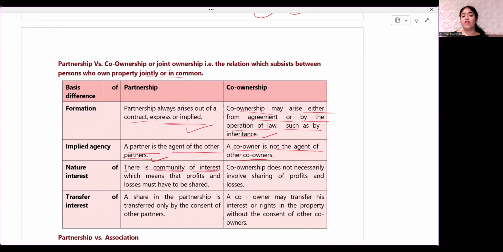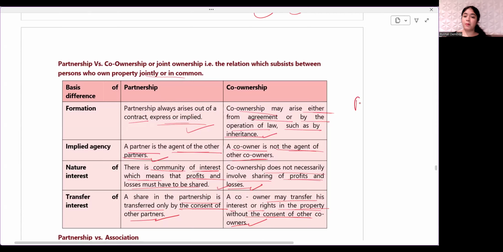There is community of interest, which means that the profits and losses must be shared. Co-ownership does not necessarily involve sharing of profits and losses. In co-ownership, if two people have a land, whenever the land is sold, they will get the equal amount. Here, the sharing of profit is not mentioned. Transfer of interest: a share in the partnership is transferred only by the consent of other parties. A co-owner may transfer his interest or rights in the property without the consent of other owners.